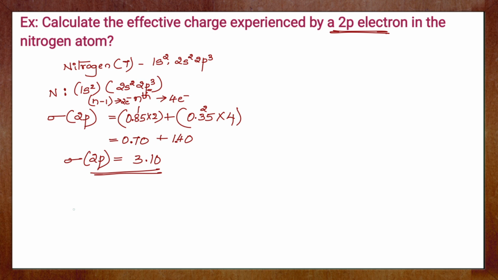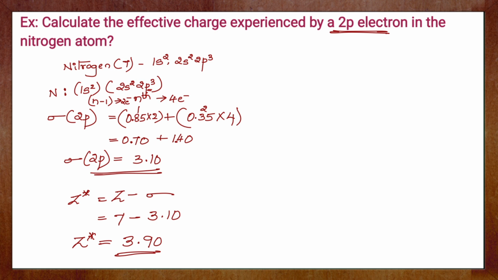So in order to calculate the effective nuclear charge, we have Z star equal to Z minus sigma. The value of Z is 7. Z minus sigma is 7 minus 3.10, and it comes out to be 3.90. So this is the effective nuclear charge that is experienced by the 2p electron in the nitrogen atom.